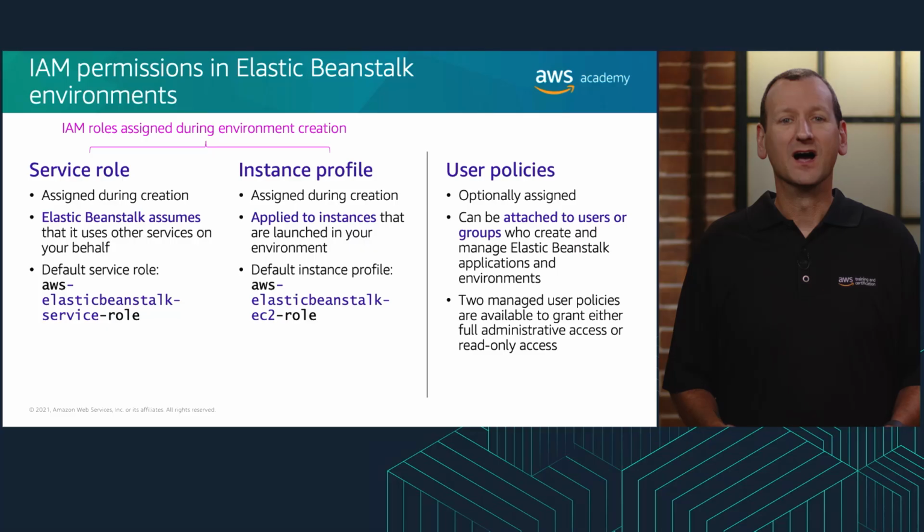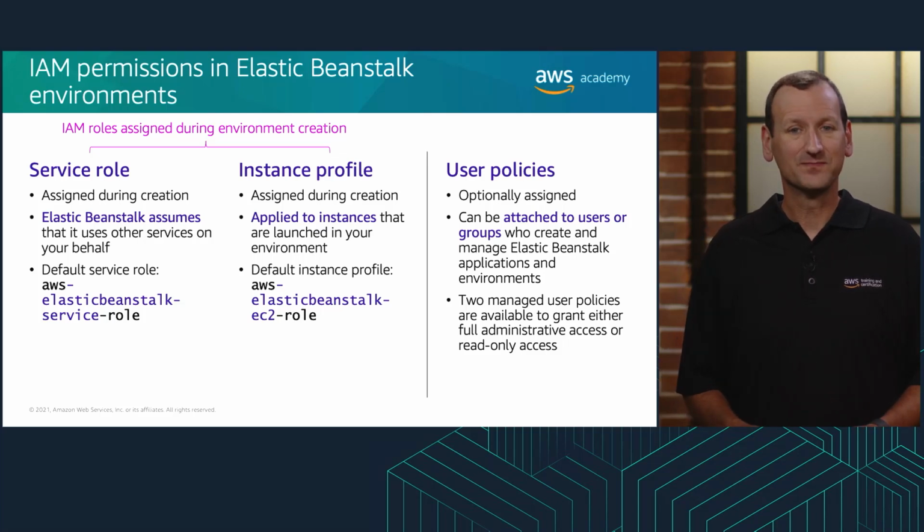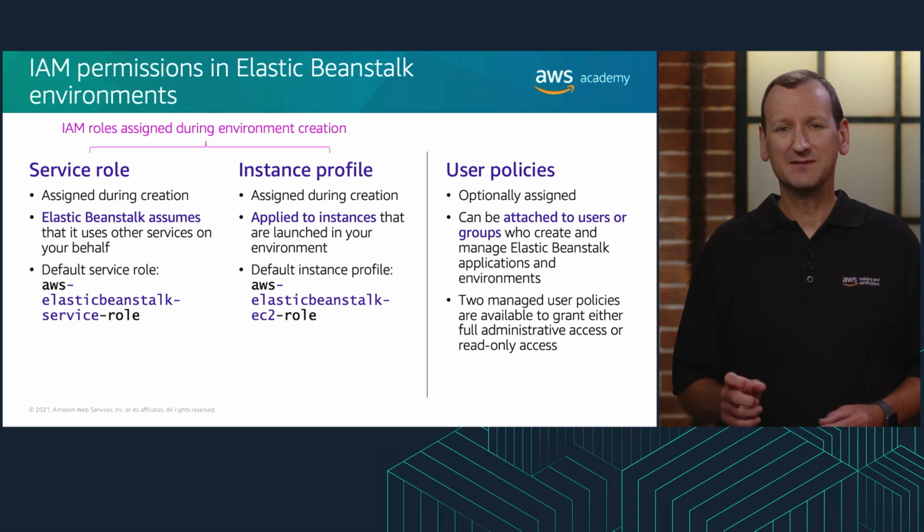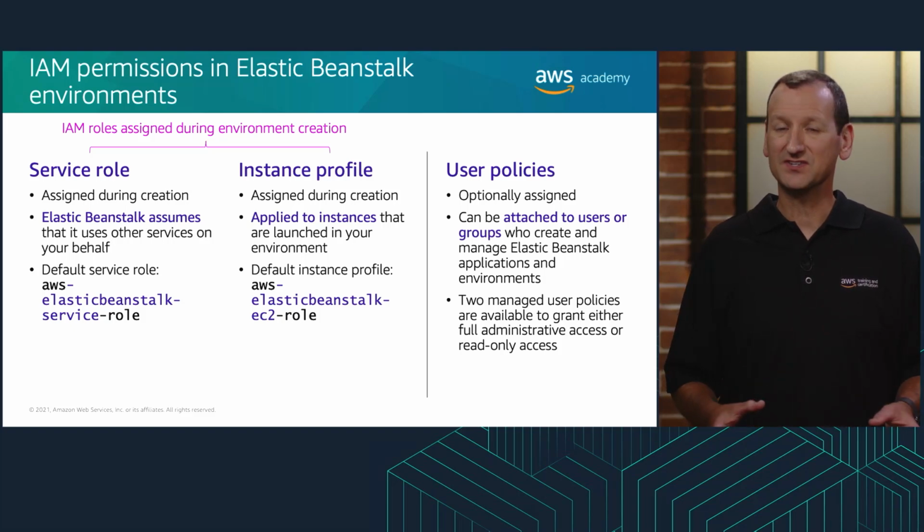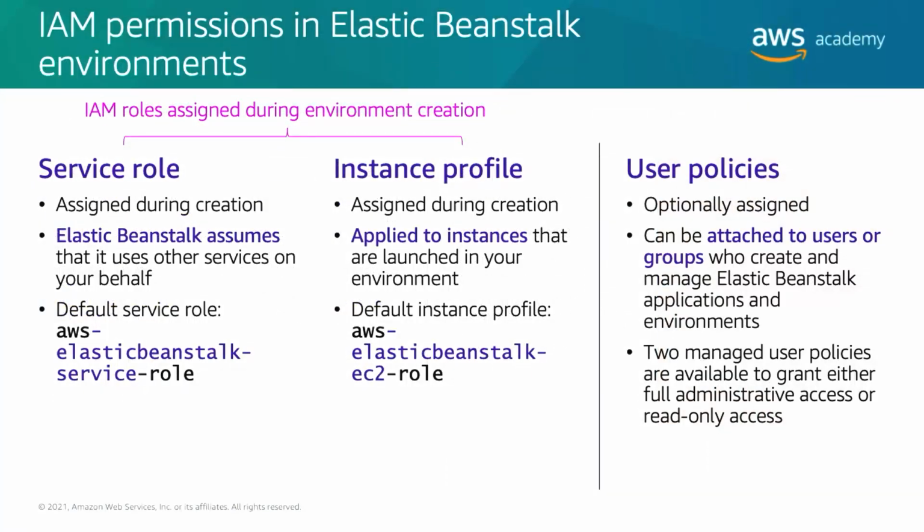The Elastic Beanstalk permissions model requires you to assign two roles when creating an environment: the service role and the instance profile. Elastic Beanstalk assumes the service role to use other AWS services on your behalf. Suppose you create an environment with the create command in the Elastic Beanstalk CLI. If you don't specify a service role through the --service-role option, Elastic Beanstalk creates the default service role, AWS-Elastic Beanstalk-service-role.